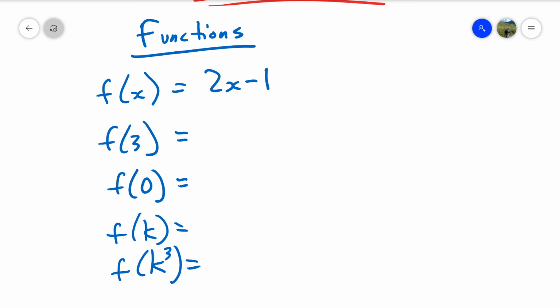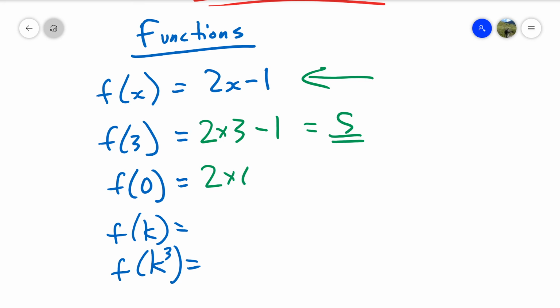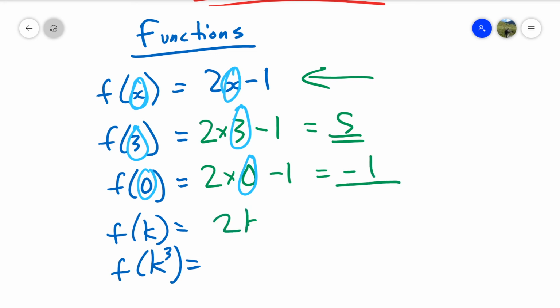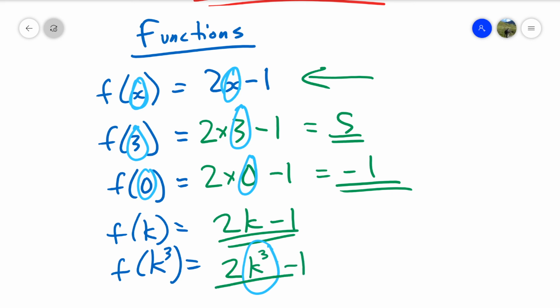See you back here. Right, well, we've got an equation here. f of x is 2x minus 1. So if it's f of 3, then it's going to be 2 times 3 minus 1, which is 6 minus 1, which is 5. This will be 2 times 0 minus 1, because it's just to spell out, look, there's the x, there's the 3, there's the 0, everything else stays the same. 2 times 0 is 0, so that's going to be minus 1. If it's k, it's going to be 2k minus 1. If it's k cubed, it's going to be 2, and then in the blue circle, i.e. where the x was, we write k cubed, minus 1. That's it.